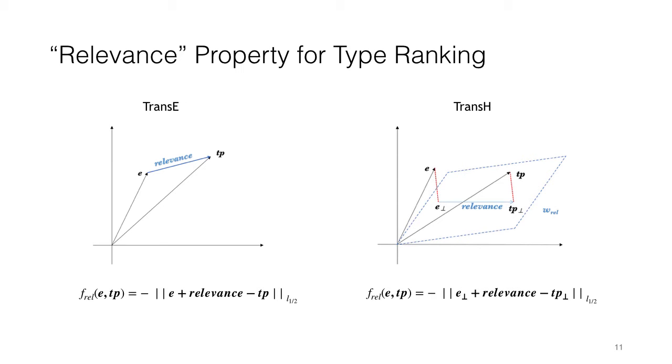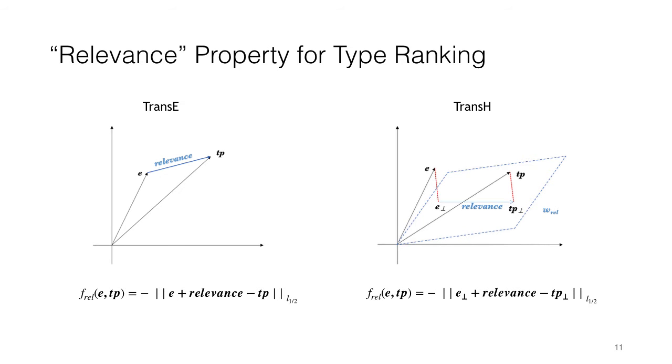Similar to TransE, we can use TransH for our problem. We use the same scoring function as TransH. You can see in the picture. So we just introduce a new relation, and the whole process is almost the same.